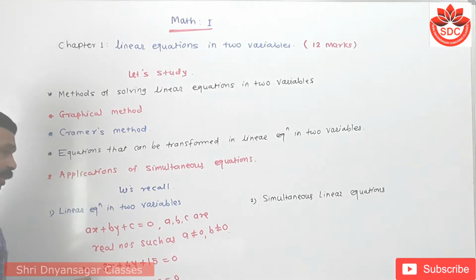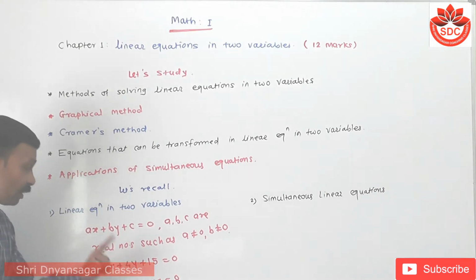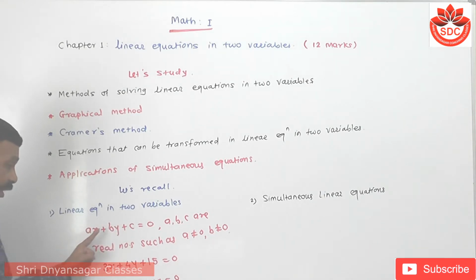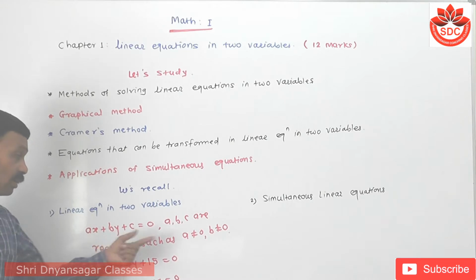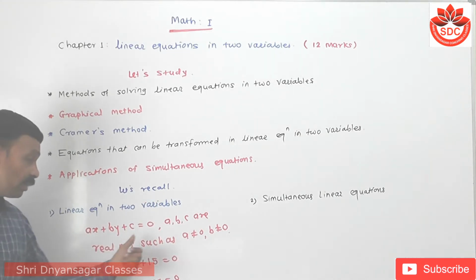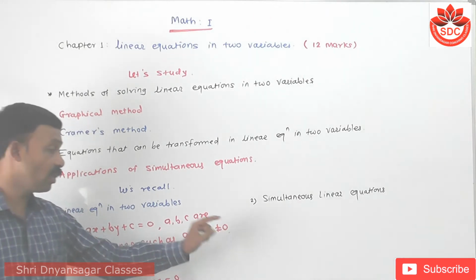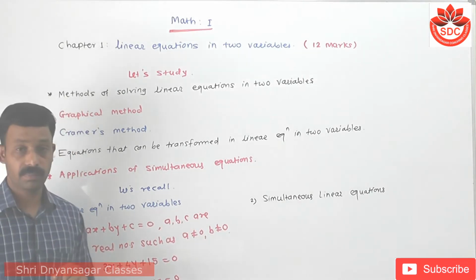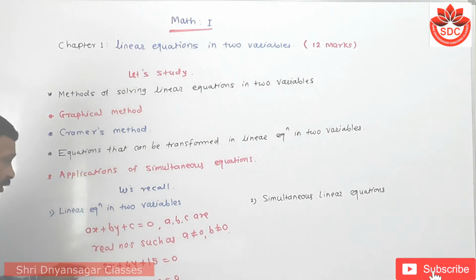Such examples are called linear equations in two variables, because in these equations the degree of the variables is 1. Here a and b are not equal to 0 and c is the constant term. A and b are real numbers such that a is not equal to 0. It is called a linear equation in two variables. Can you understand this linear equation?